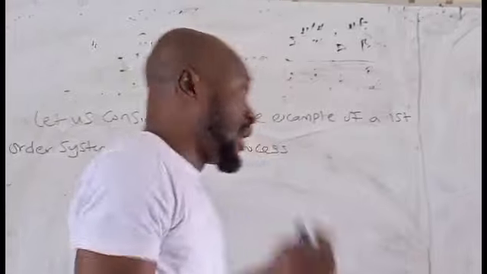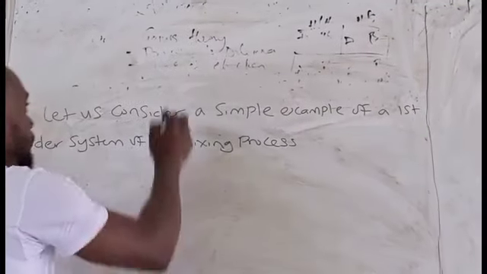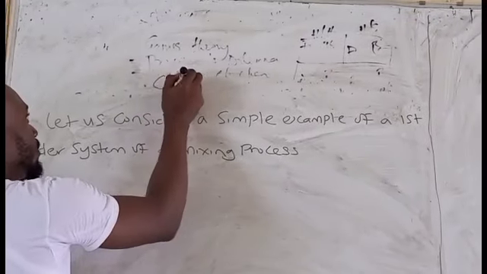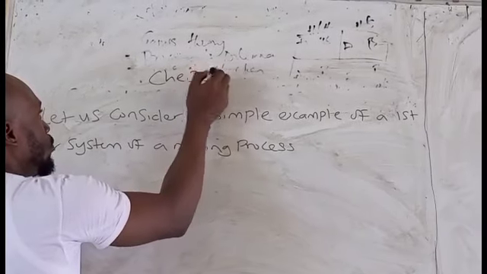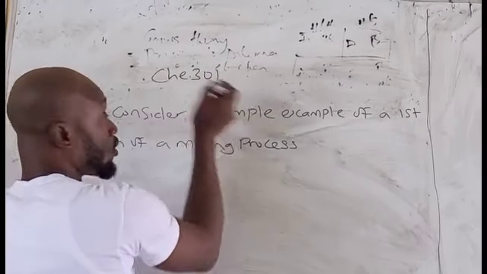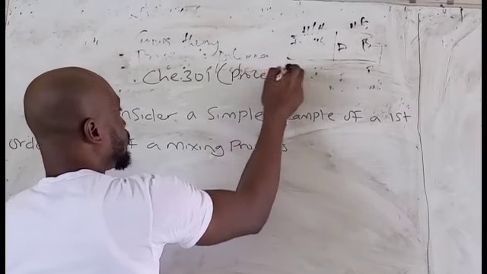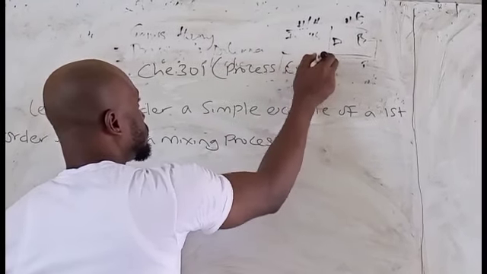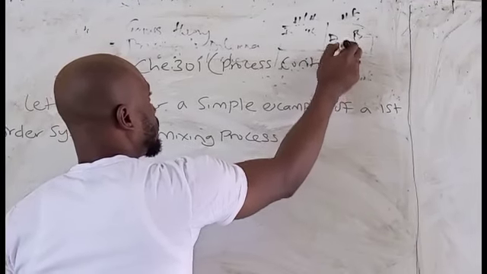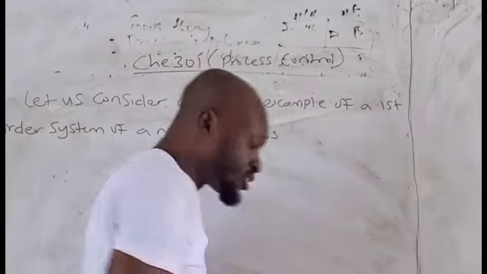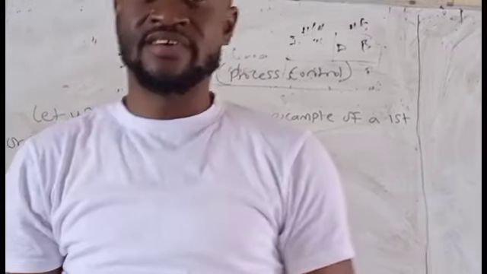So before I come to that, I need to introduce the course code. Course code is K 301. The course title is process control. Process control is a course in chemical engineering.